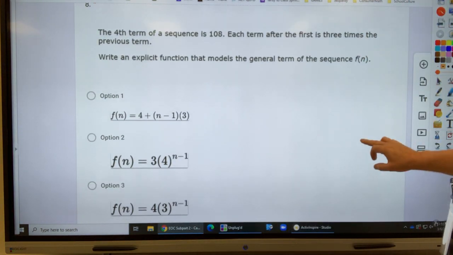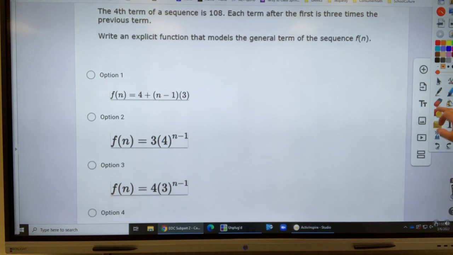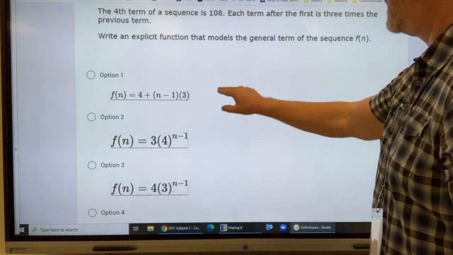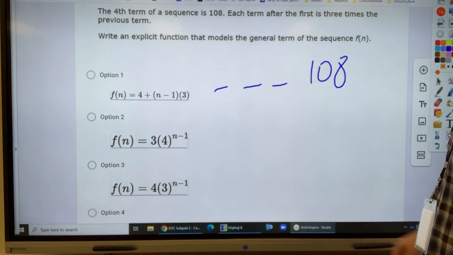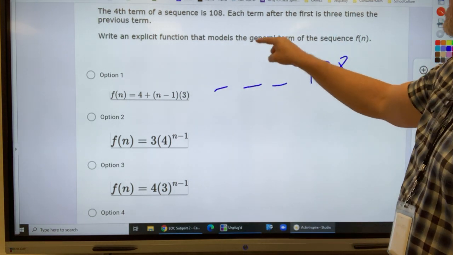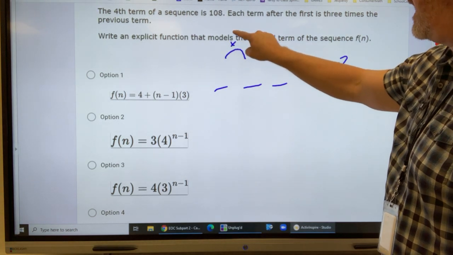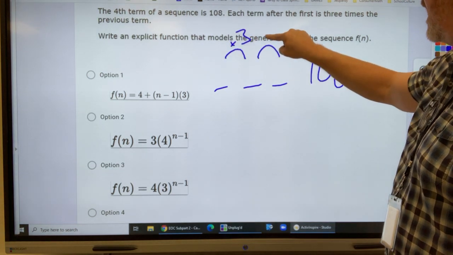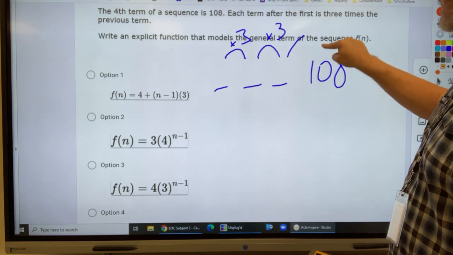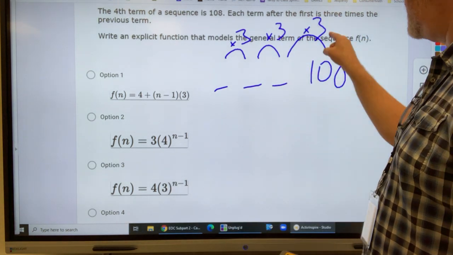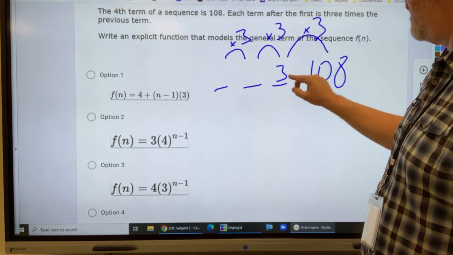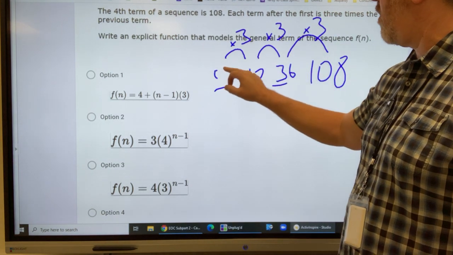Okay, the fourth term of a sequence is 108. So we don't know the first 3 terms, but we know 108 is the fourth term. Each term after the first is 3 times the previous. So we're multiplying by 3 as we bounce from number to number. So how can we figure out what the missing numbers are? Easy, we just divide by 3. It ends up being 36, 12, and 4.